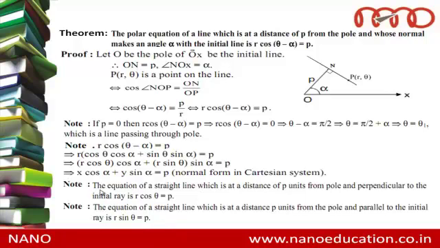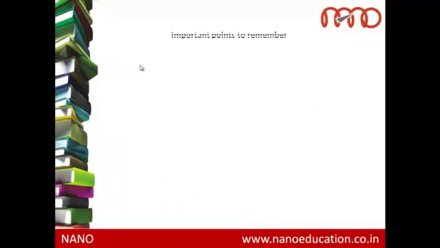You can note down these two equations. The equation of a straight line which is at a distance of p units from the pole and perpendicular to the initial ray is r cos theta equal to p, where we have to take alpha equal to 0 in this case. And the equation of a straight line which is at a distance of p units from the pole and parallel to the initial ray, alpha will be pi by 2, and the equation comes out to r sin theta equal to p. Let us see some important points.